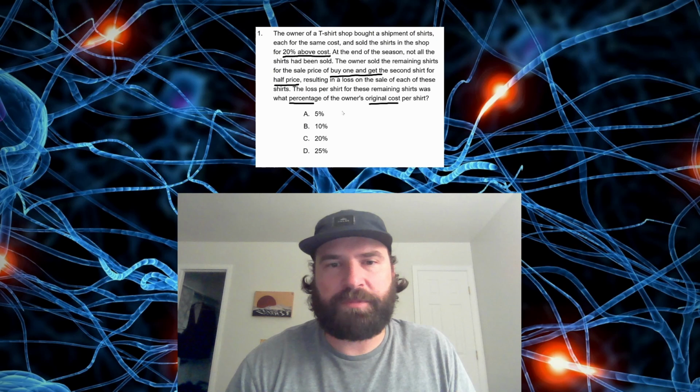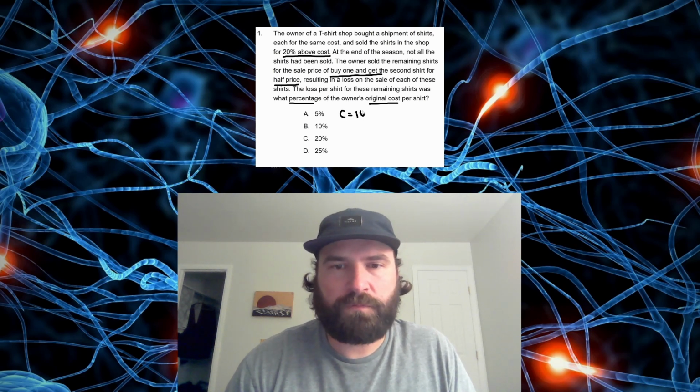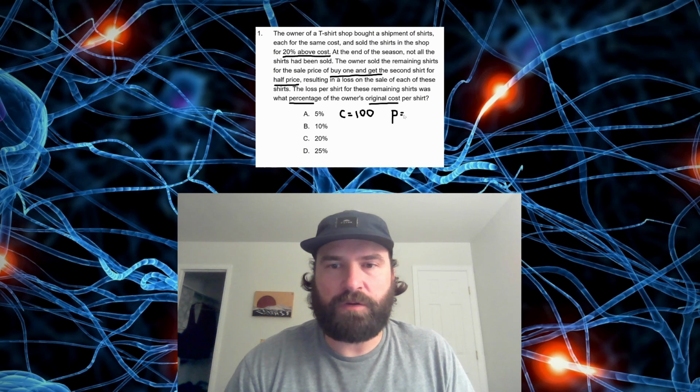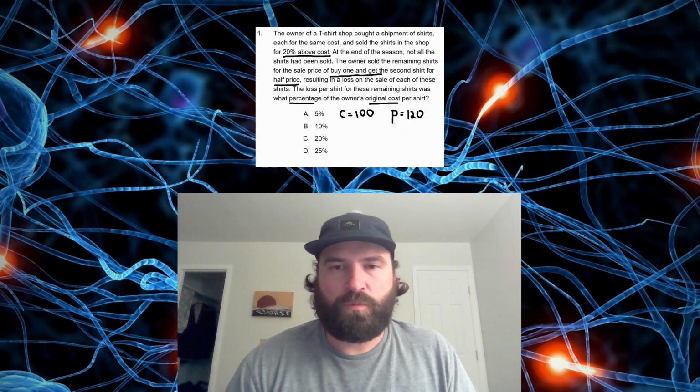So for the sake of the problem, I'm going to say the cost of a t-shirt is $100 for the shop owner. And then the price that he generally sells them for is 20% above the cost. Well, 20% of 100 is 20, and then we can just add that to 100 and get the sale price of $120, right?